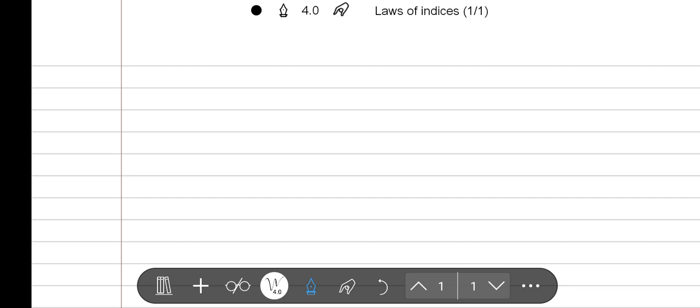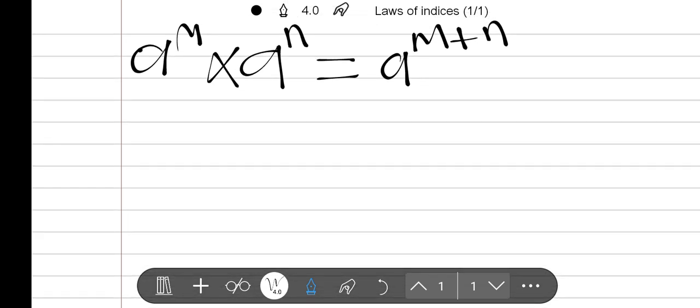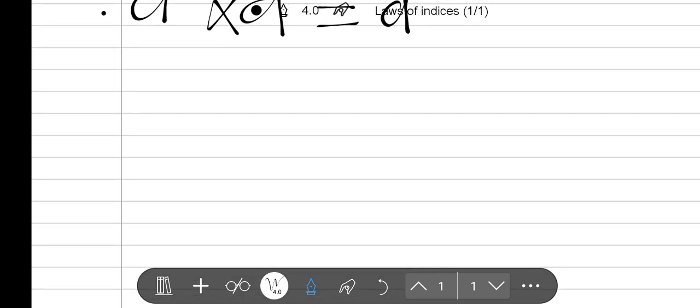Welcome back to the laws of indices. We'll just go direct to the laws of indices. So the laws of indices, number one, we have A to the power M multiplied by A to the power N is equal to A to the power M plus N. Okay, this one is the first law, which says when you multiply the same base, you add the powers. Then this is number one.